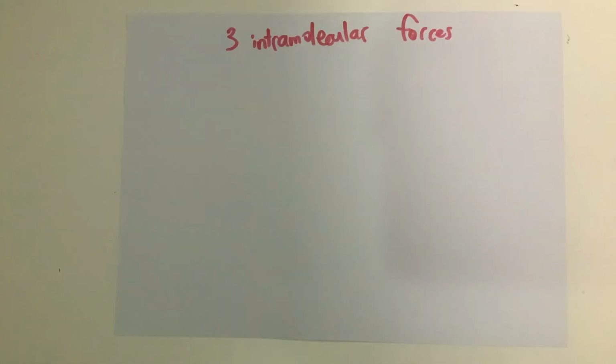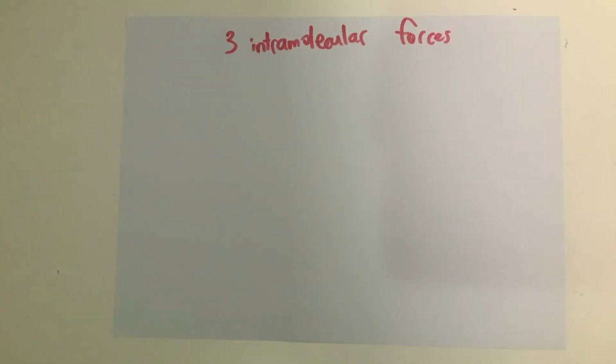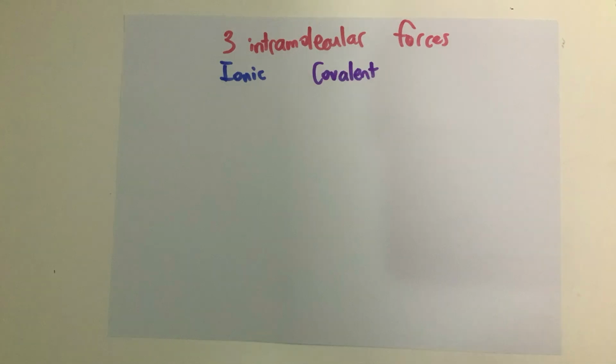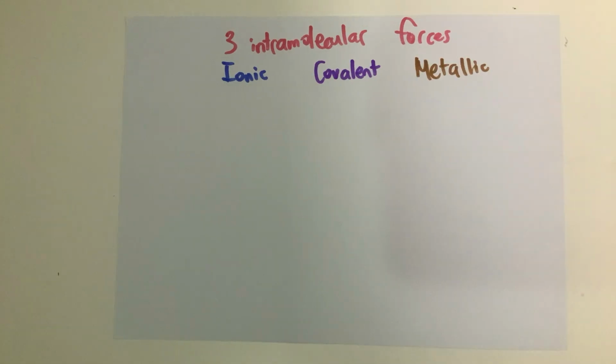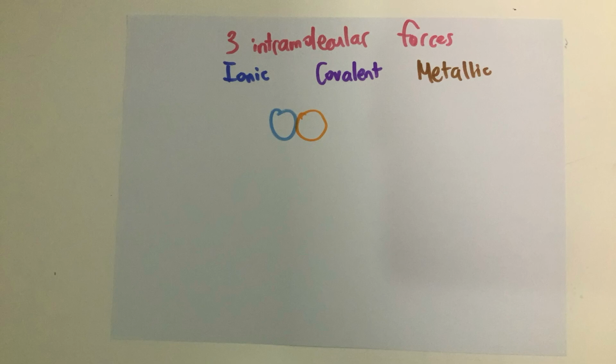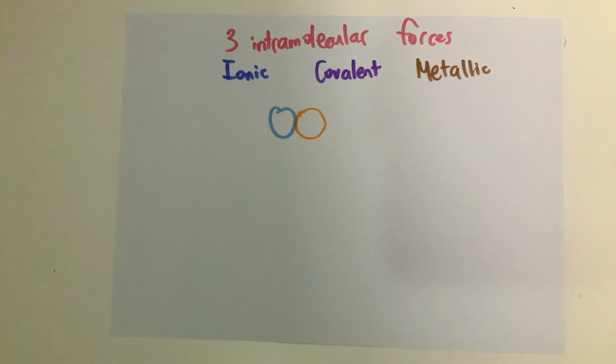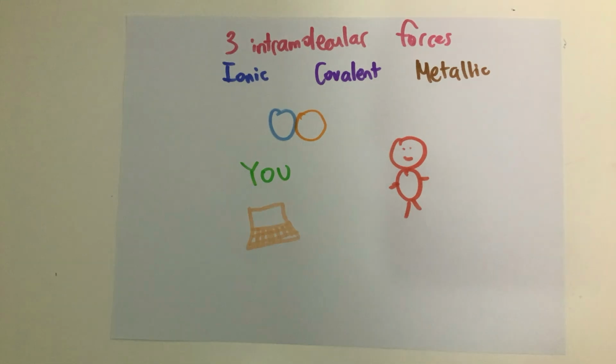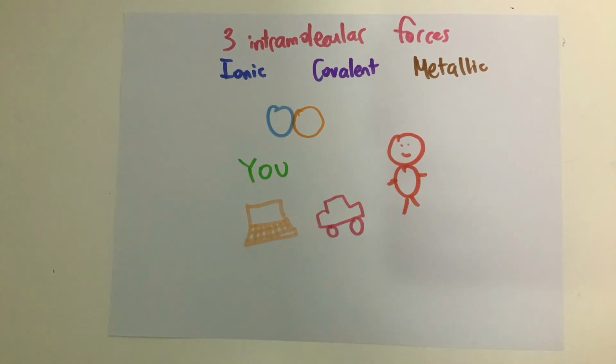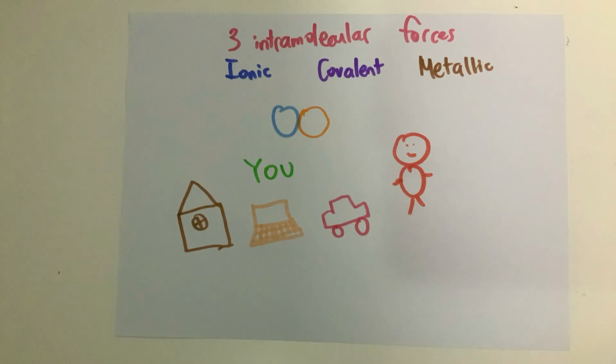Conclusion. In summary, there are three types of intramolecular forces: ionic, covalent, and metallic bonds. Each of them binds atoms together and eventually builds entire substances. You, your computer, your car, your house, and the entire universe can only exist because of these bonding atoms.